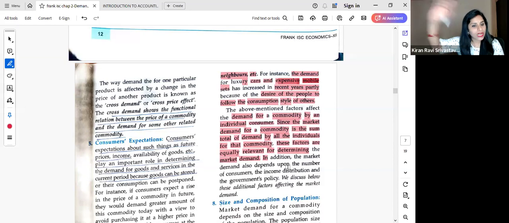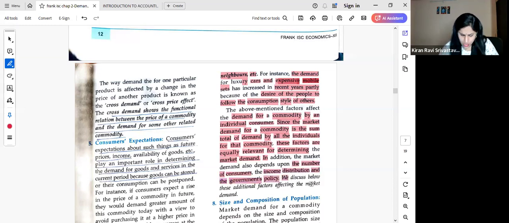There are so many youth and teens across India who are just passing 10th and 12th, and they ask for mobile phones because their friends have them. So this individual demand combined will also push up the market demand. In addition, the market demand also depends upon the number of consumers, income distribution, and government policy. I hope you understood what the demonstration effect is and how individual demand and market demand are affected. Is that clear?